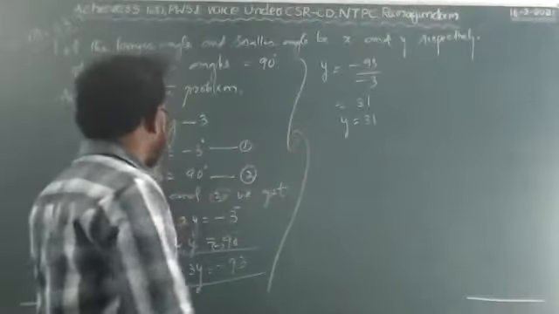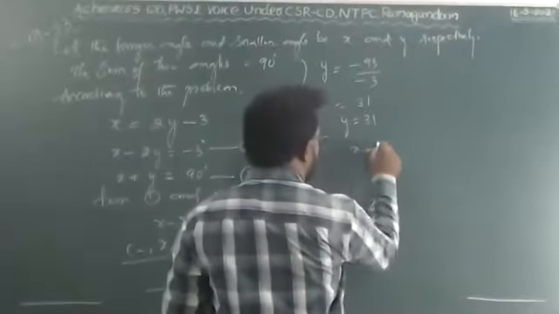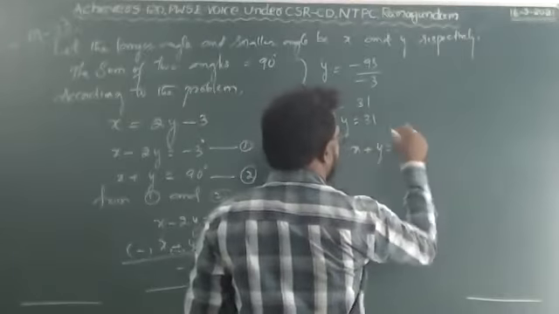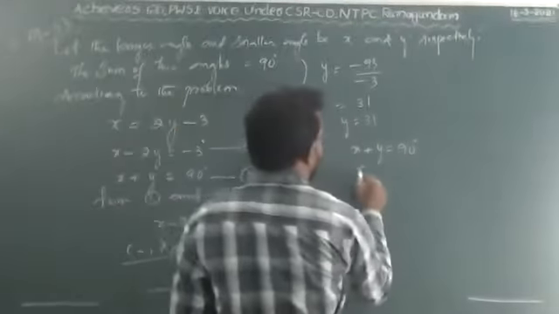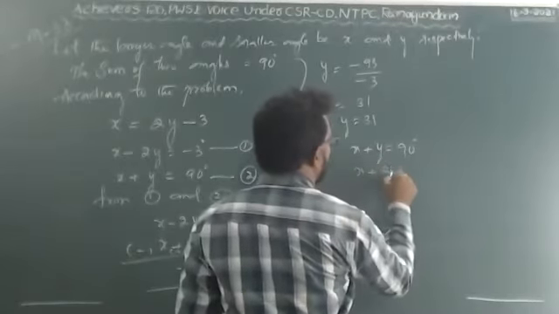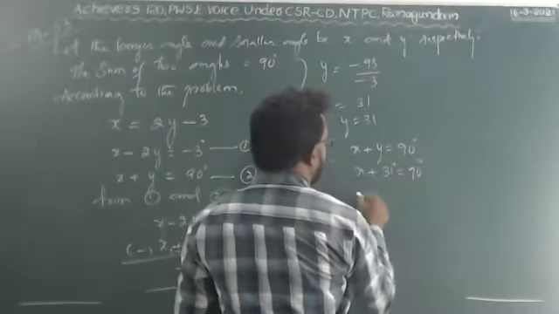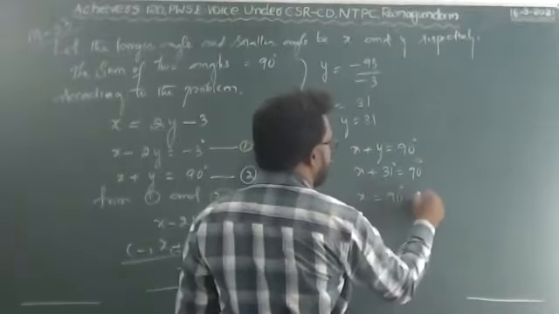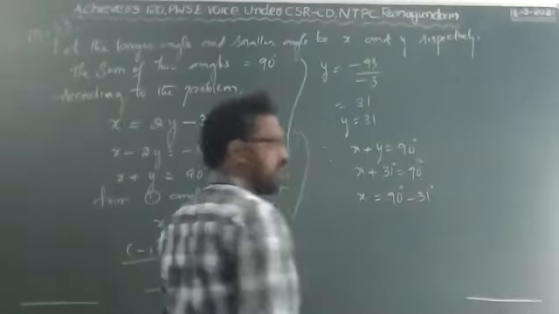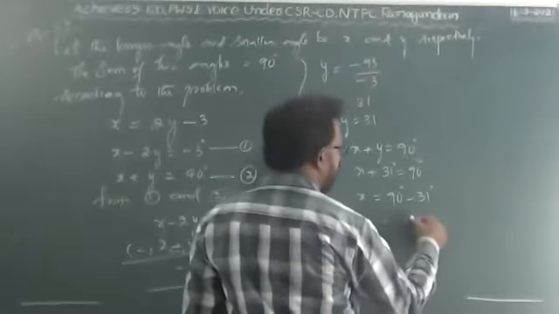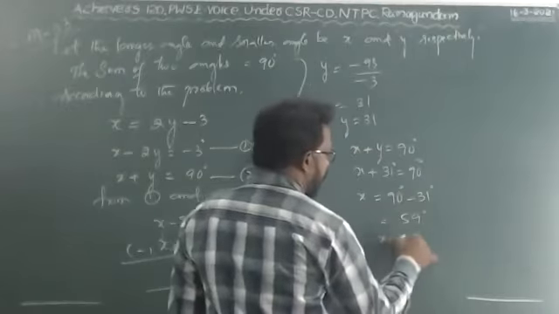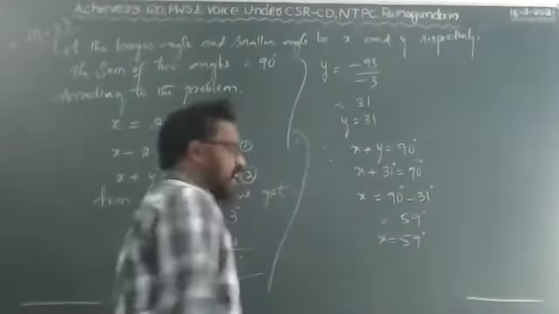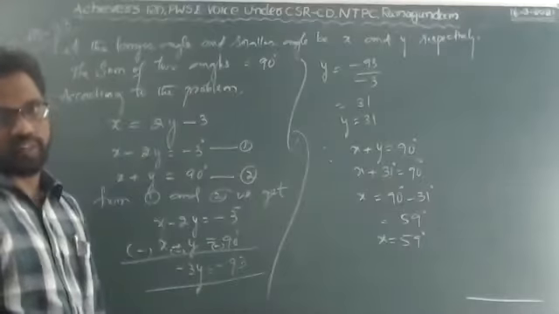Substitute this y here, since x plus y is equal to 90. Now substitute this value: x plus 31 is equal to 90. x equals 90 minus 31. When sent to this side, it turns to minus. Now 10 minus 1 is 9 and 8 minus 3 is 5. Therefore, x equals 59 degrees.